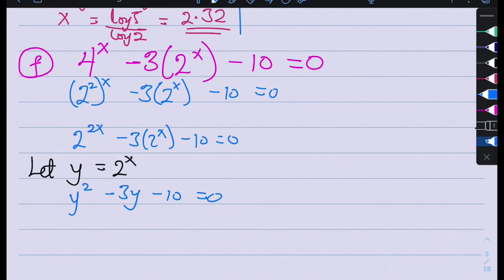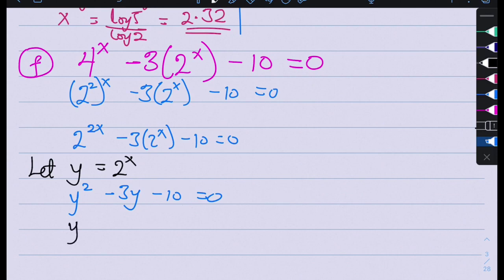Okay, this is 4 to the power x minus 3 times 2 to the power x minus 10 equals 0. Okay, we made 4 to the power x into 2 to the power 2x, which is correct, giving us y squared. Then minus 3y minus 10 equals 0. All right, so negative 10, factors of negative 10, that is negative 5 and 2. I think we are correct. All right, so let's use that.